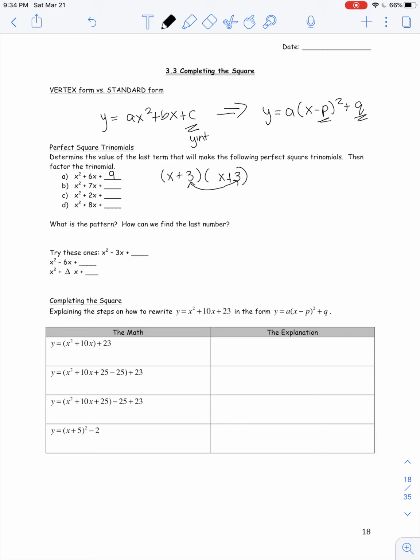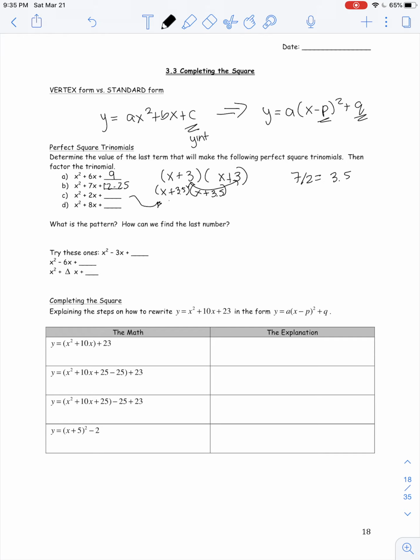The next one, we have x plus something times x plus something. The two numbers have to add up to 7. Well, the only way that's possible is to take 7 and divide it by 2, and you should find that that's 3.5. Well, 3.5 and 3.5, to get that constant, we would always multiply them, because in FOIL, that's our last terms together. So 3.5 times 3.5 gives me 12.25.